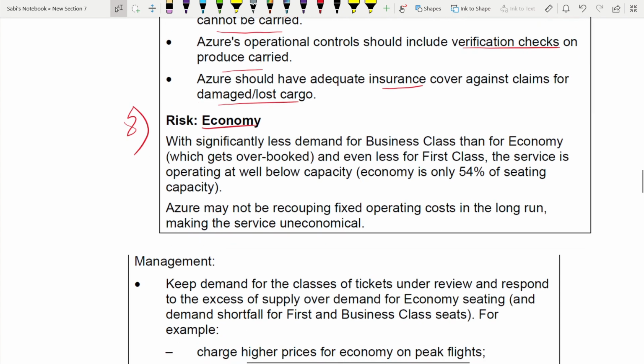Okay, economy. This is also something easy. It affects any industry. So there is less demand for the business class than economy. What is happening? Service is operating at below capacity. That means economy is earning only 54% of the seating capacity rather than having 100. How do you know 54? Because they have given you the percentage of the seats. So because of this, you are not even recouping a fixed operating cost in the long run, making the service uneconomical. What should management do here?